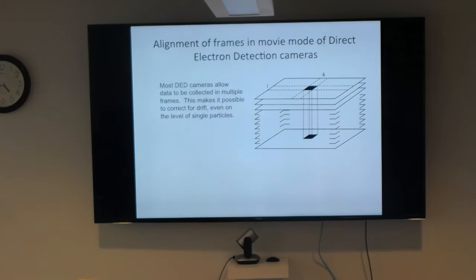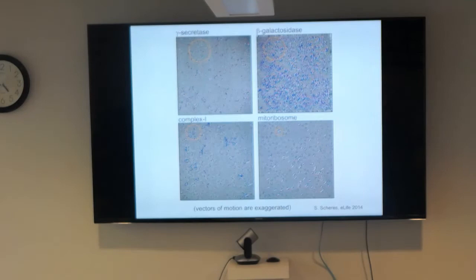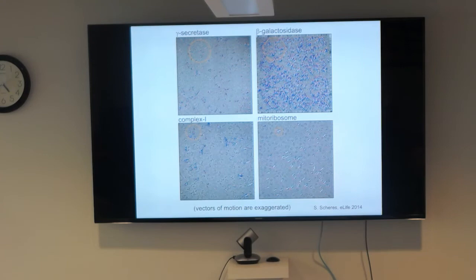And so, alignment of frames is of course done all the time now in the movie mode of the direct electron detection cameras. And this makes it possible to correct drift, and it also makes it possible to weight the frames according to how much damage might have happened before. And these are from Joachim Frank, they are examples for the amount of shifts of individual molecules. These are not the actual shifts, but they are magnified by a factor of 5 or 10.